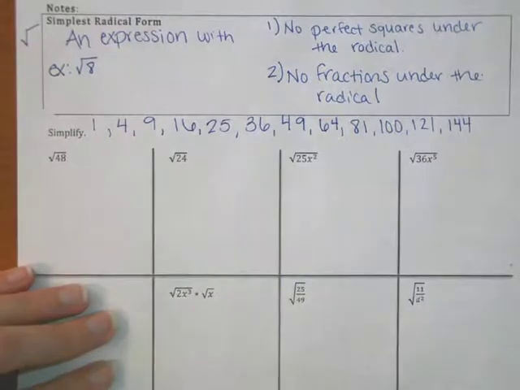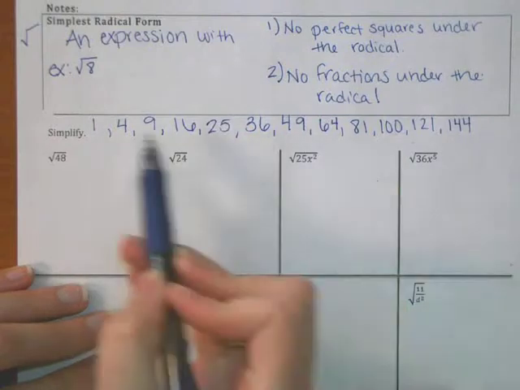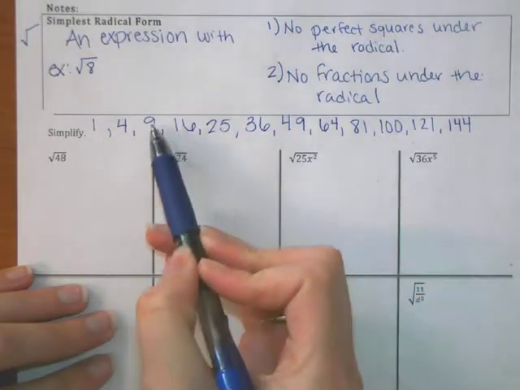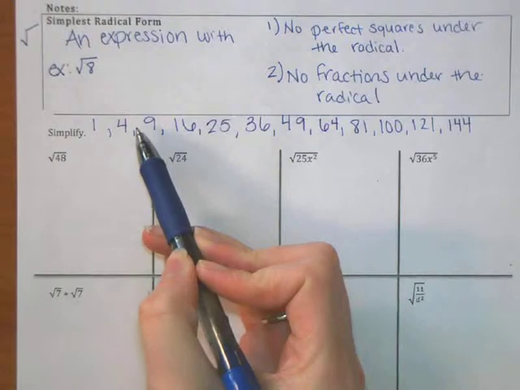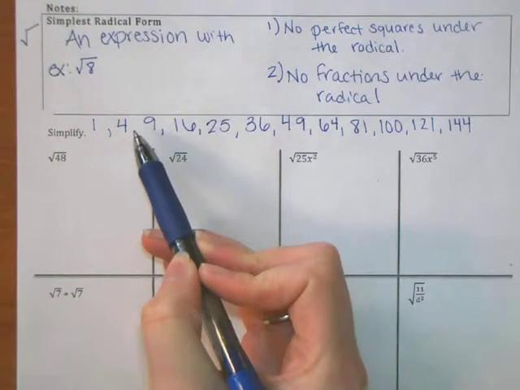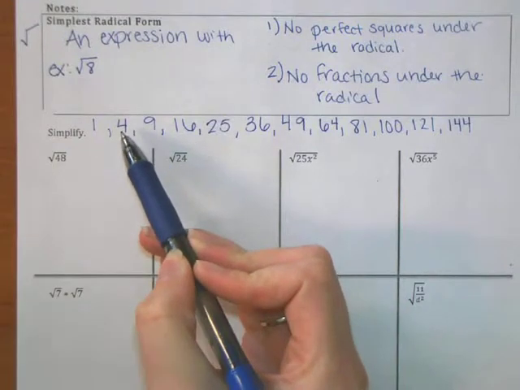So this is not in simplest radical form. So I want to know, are there any perfect squares that go into 8? 4. There's 4. And if you weren't sure, find about where 8 should be on this line. It's about right here, and you're going to move to the left. So we want things that go into it. So does 4 go into 8?